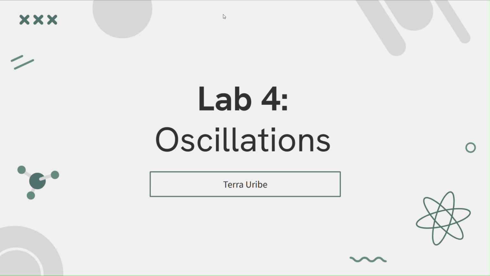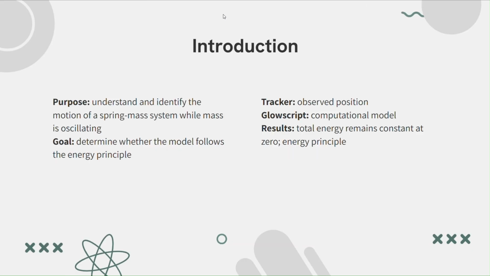And this is my Lab 4 on oscillations. So for the introduction, the purpose of this experiment was to understand and identify the motion of a spring mass system while the mass was oscillating. The goal was to determine whether the model follows the energy principle. For this lab, I used Tracker for the observed position and GlowScript for the computational model.